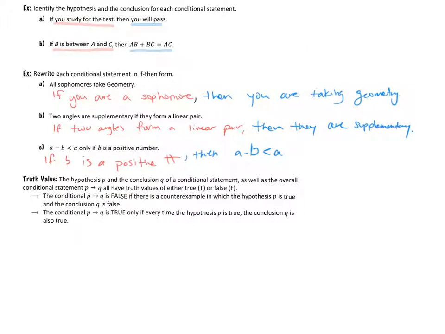In geometry, statements can either be true or false. There's no maybe. It is always true if every time the hypothesis P is true, then the conclusion Q is also true. But if there is any counterexample in which the hypothesis P is true and the conclusion Q is false, then the conditional statement overall is false. This is similar to what we saw in 2.1 with proving our conjectures false.